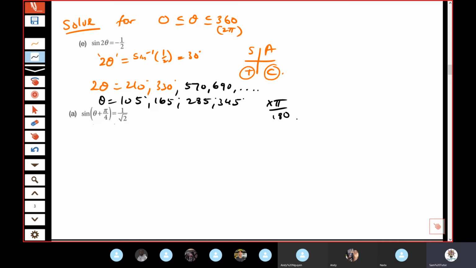Don't expand the sine, obviously. It looks tempting to expand. Don't expand it, just inverse it straight away. Just like you did with 2 theta, you can only add and subtract 360s at the beginning. Then you would deal with your, you mean subtract pi on 4. Yeah, you add it here.